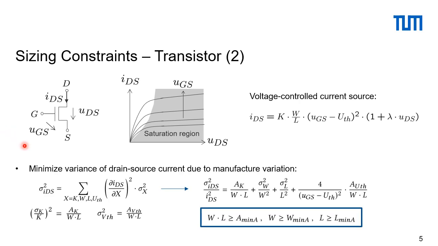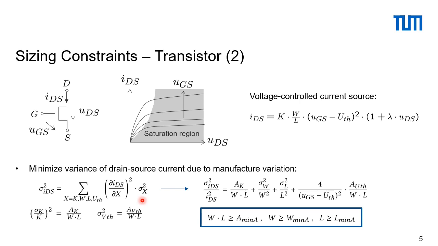But that's not all for a transistor. We have to take into account that there is a variation in parameters of this simple equation that is coming from the manufacturing process. Let's simply take a look at the variability of these four basic parameters, the technology parameter K, the transistor width, the transistor length, and the threshold voltage. Now, for each of these parameters, there is a variance sigma square that we have to take into account.